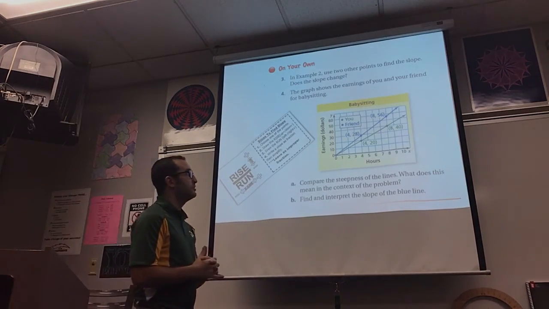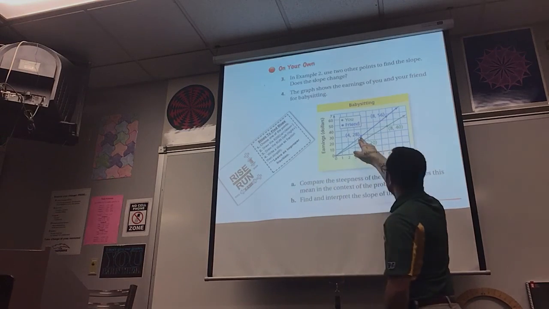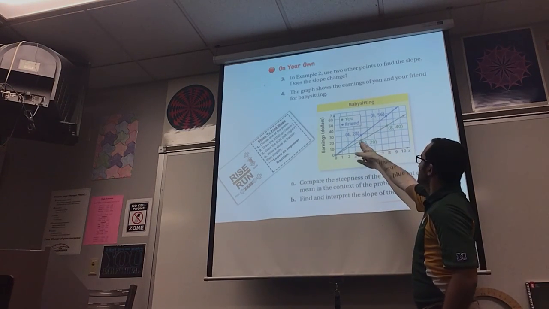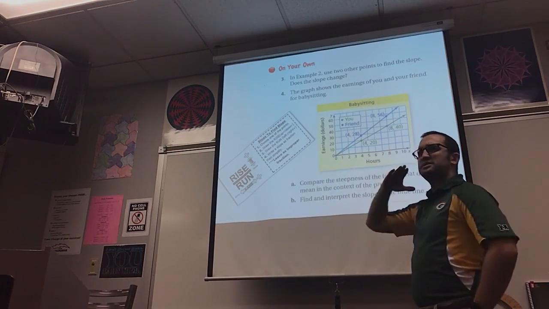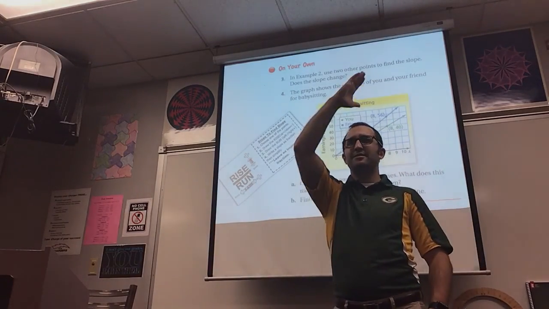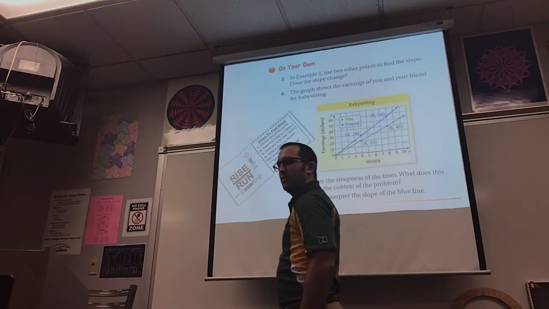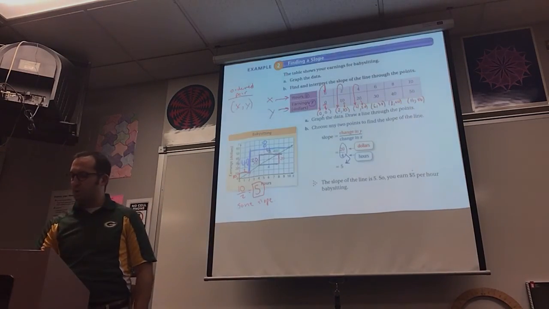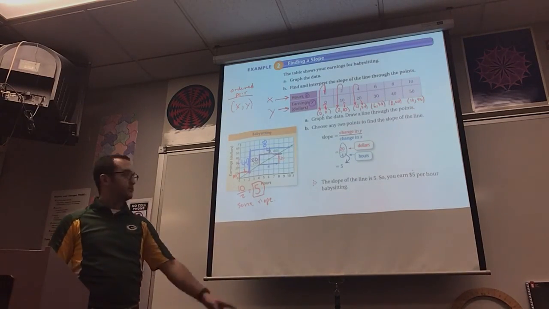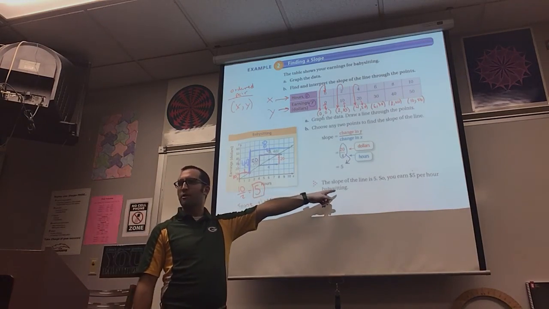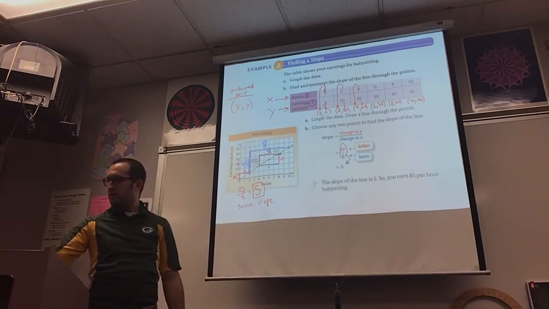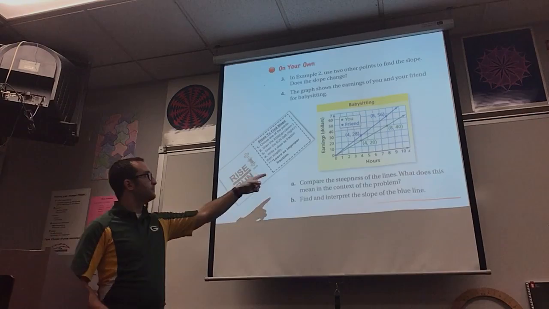All right, well, what does it mean? The blue one is steeper. What did the slope mean on the last problem? What did the slope mean over here? $5 per hour, right? Dollars per hour. So what is the slope on this one?